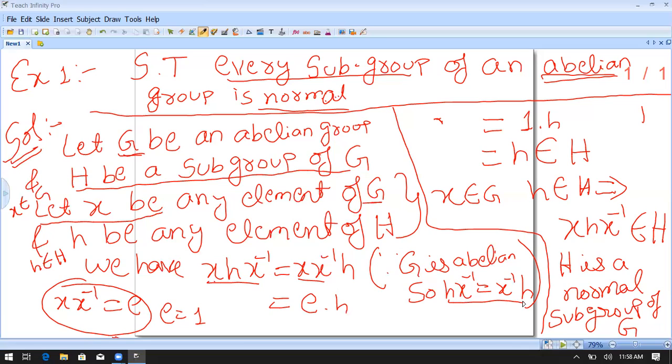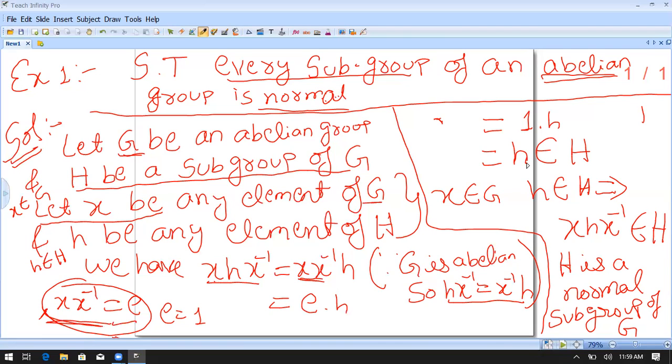So x x inverse is equal to e. This is by the properties of groups. If you don't know this, you have to go back to the start, to the definition of groups, after which the properties of groups are given. After that e is equal to 1, e into h is 1 into h, which is h, so we can say that h belongs to capital H.